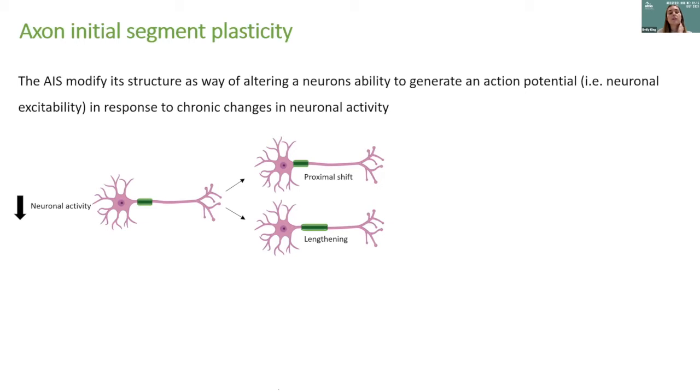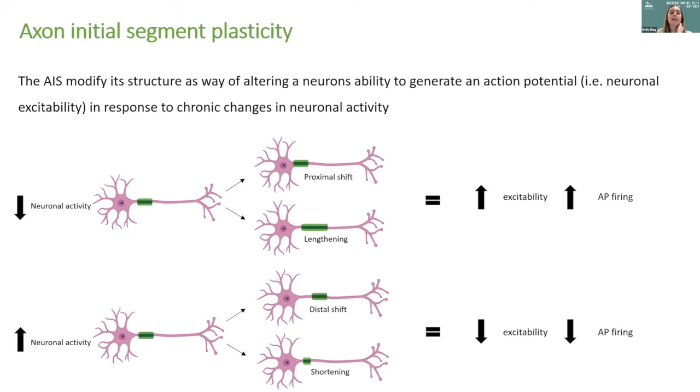During periods of low neuronal activity, the AIS will move closer to the soma, and/or it will increase its length as a way of increasing neuronal excitability and increasing action potential firing. And then during periods of high neuronal activity, it will do the opposite. It will shift further away from the soma, and/or it will get really short. It will reduce its length as a way of reducing neuronal excitability and reducing action potential firing.